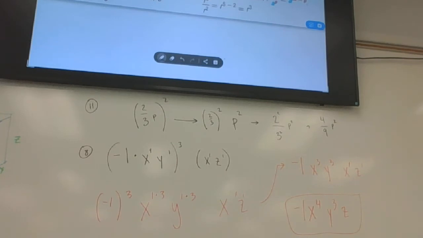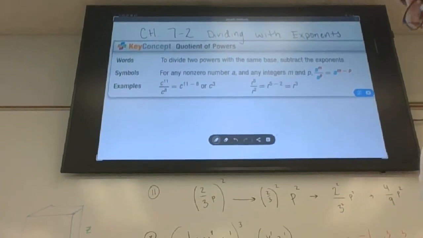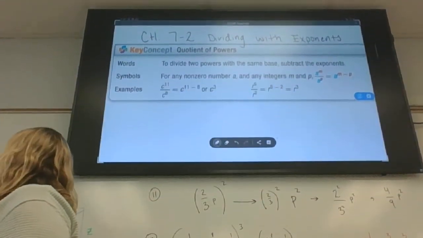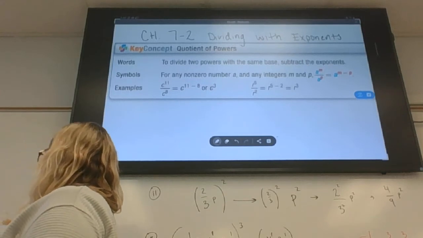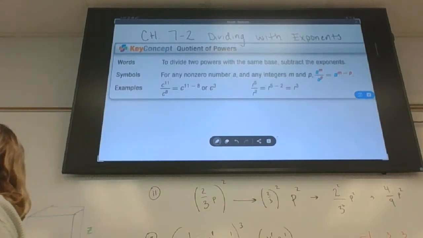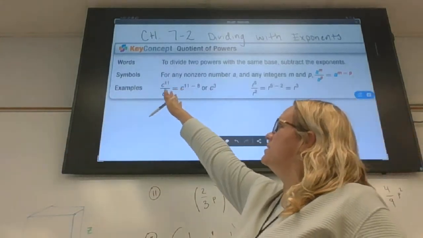Fraction with exponents, subtract. I prefer, instead of just thinking about it as subtraction, I prefer to think of it as canceling out. So this example has c to the 11th, 11 c's over 8 c's.